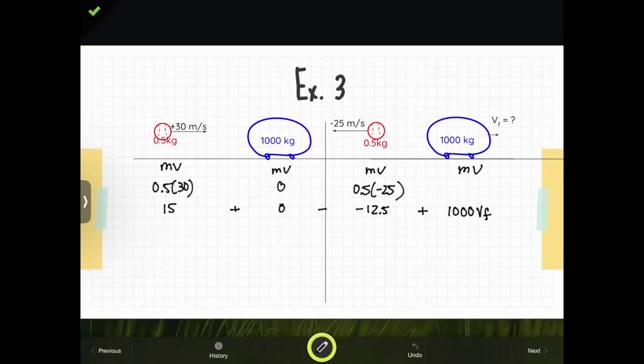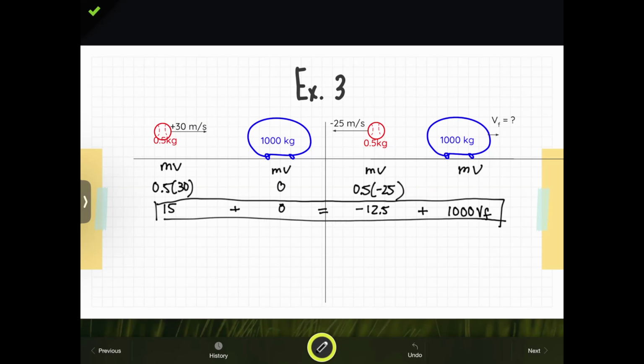So here's the algebra equation I'm solving. There's 15 Newton seconds of momentum to start. If the ball bounces backwards and has negative momentum at the end, that means the car has to pick up extra momentum. So this is algebra. We're going to add 12.5 to the right. That means 27.5 Newton seconds of momentum goes into the car. Divide by 1,000 on both sides. And the velocity of the car is 0.0275 meters per second to the right.